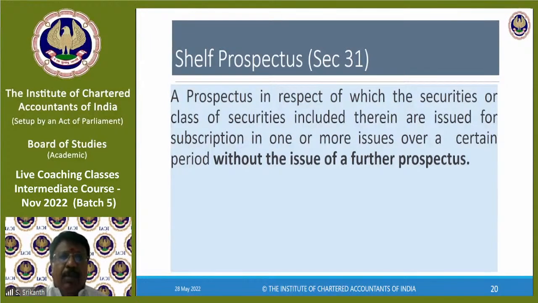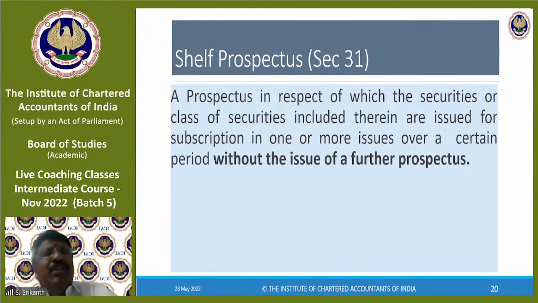This is applicable only for debentures and bonds, where you're issuing them in a series. A prospectus in respect of which the security or class of security included therein are issued for subscription in 1 or more issues over a certain period without the issue of a further prospectus. So when I'm issuing the series of debentures, I will deliver only 1 prospectus for registration, wherein I will say, I'm proposing to issue 1 crore totally.